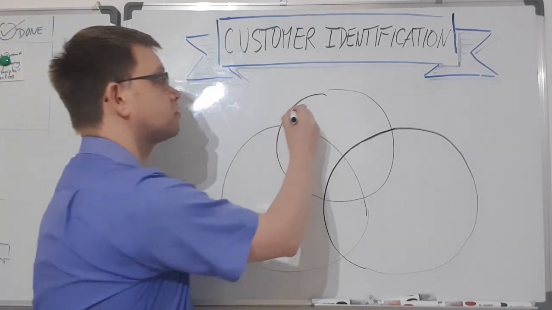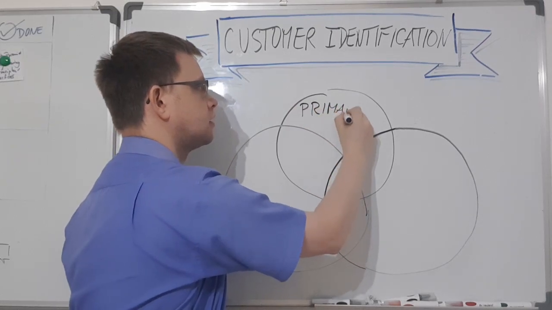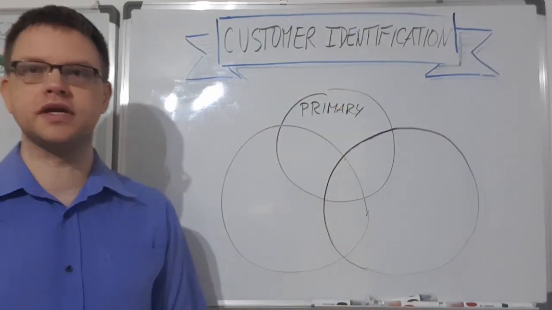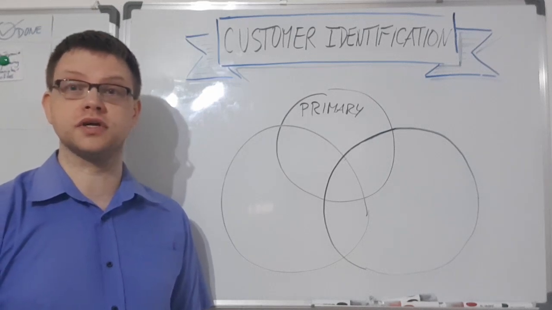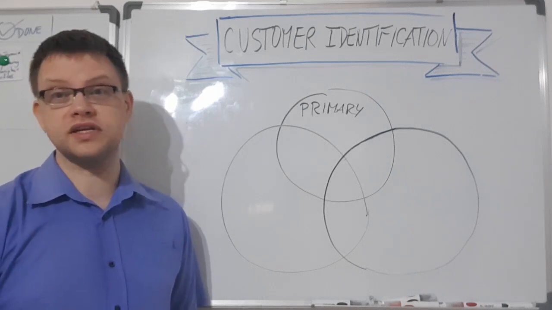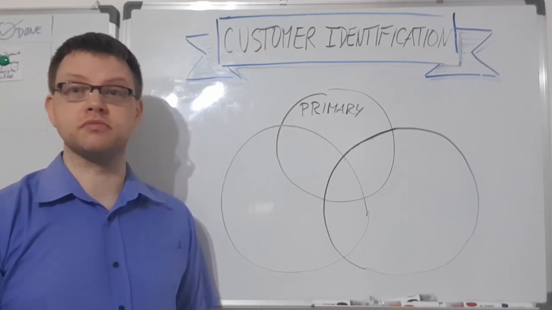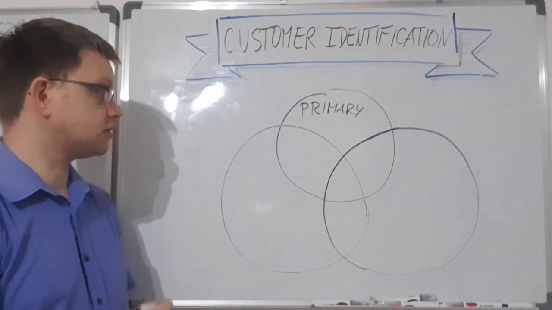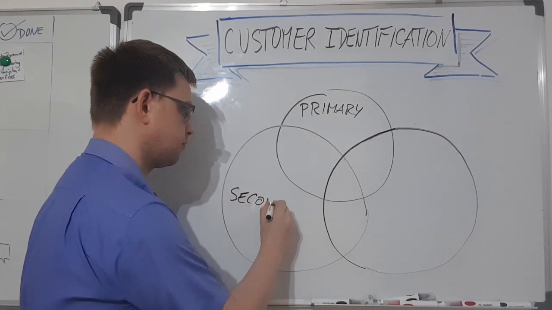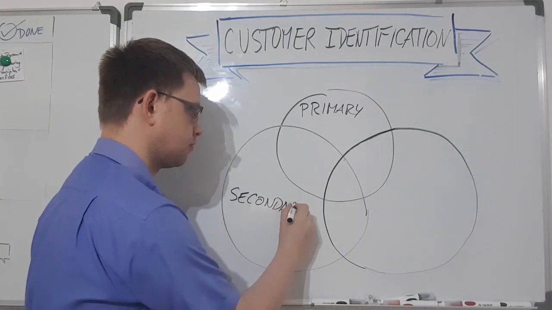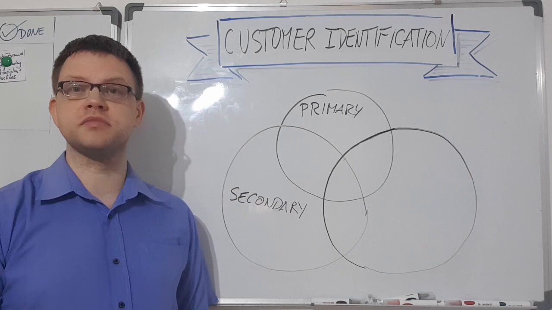The first one we call the primary customer. And the primary customers are those who actually use your product. Those who work with it every day, or those who use it for any other purpose than working. And then there's the so-called secondary customers. They're basically the purchasers, the decision makers.